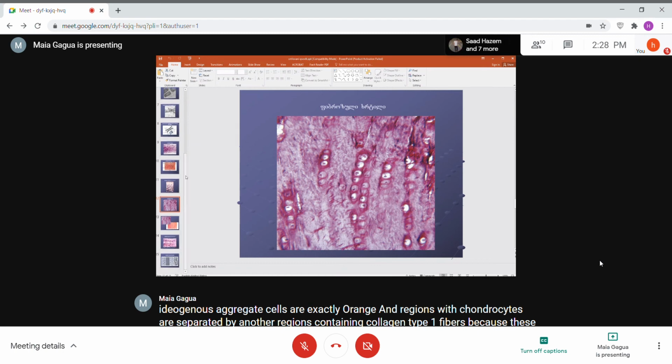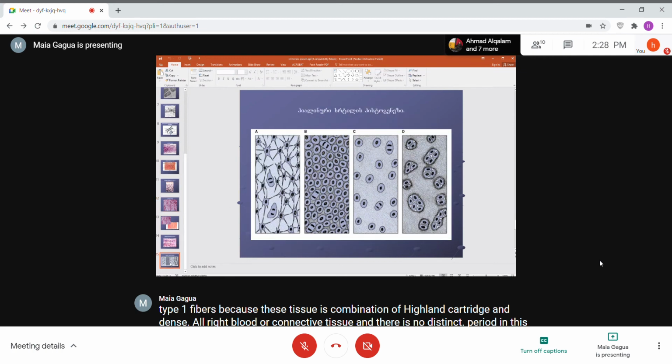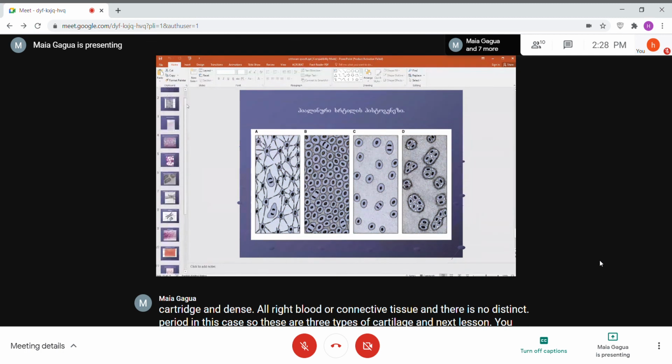So these are three types of cartilage, and next lesson you should know components, distribution, and main features of each type. But all these three types develop from the mesenchyme, like other types of connective tissue.